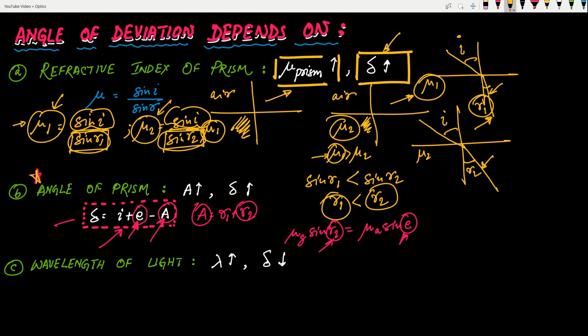You need to remember this and put a star mark so that you are extra cautious when you revise this concept. Okay, so the angle of deviation will increase if the angle of the prism is increased. So this is very important.